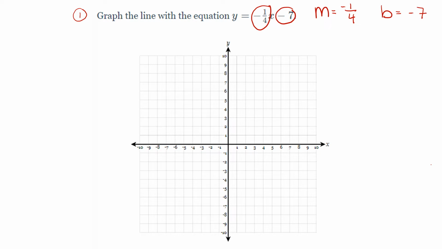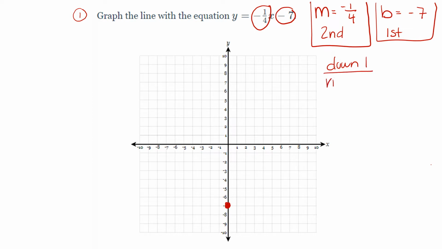When you're graphing lines, graph the initial value first. So we're going to graph negative 7. The y-intercept will always go on that vertical y-axis. After you graph the y-intercept, then you can graph the slope, or the rate of change, second. Because it's negative, we're going to go down 1, and we're always going to go to the right 4.